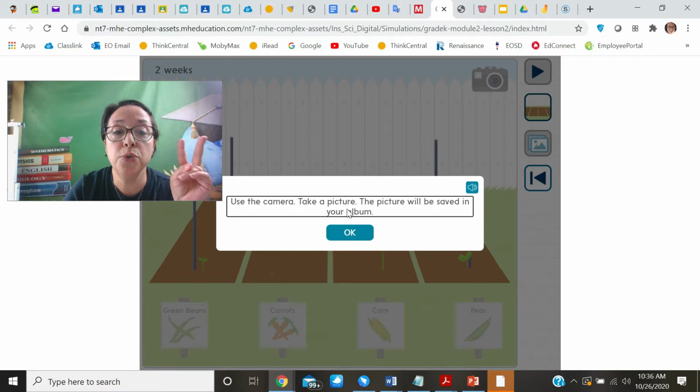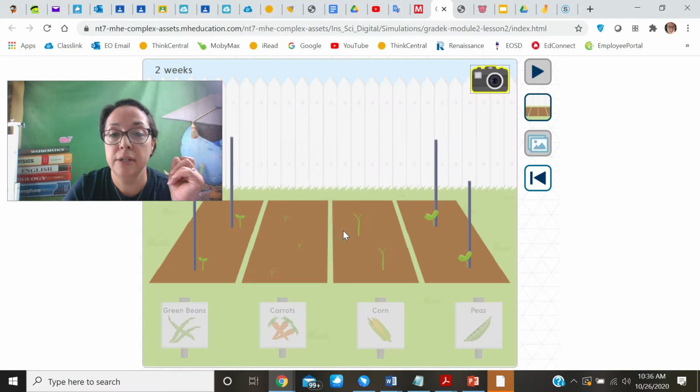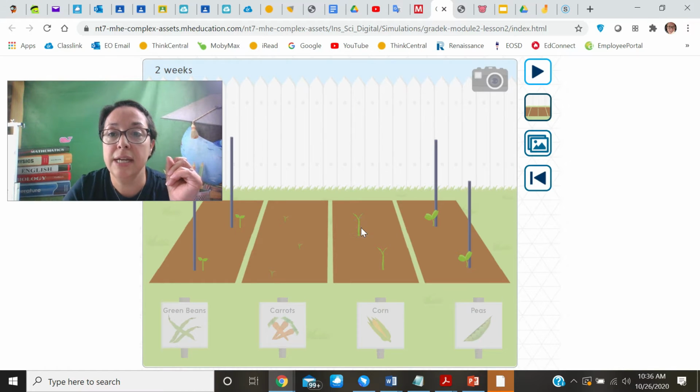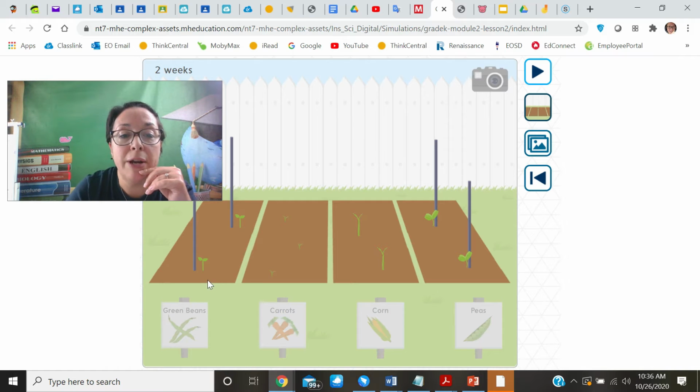All right, so 2 weeks have passed. We're going to use the camera to take a picture. Déjame tomarle una foto. Okay, so le tomamos una foto. Ahora mira lo que ha pasado. Look how they have grown just a little bit. They are seedlings, son plántulas. So quiere decir que empezaron a crecer.